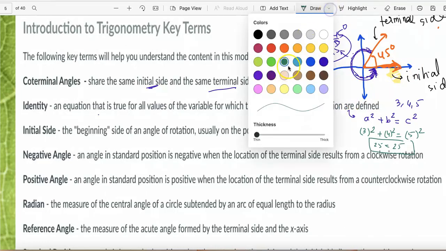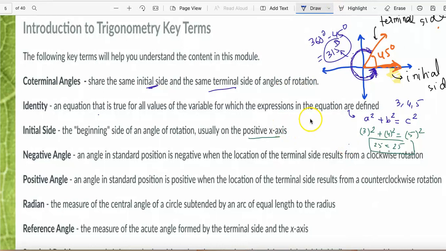Let's take another example. If I want to draw an angle, first of all, let me draw my quadrants. This is my y-axis, this is my x-axis. If I'm planning to draw an angle over here, I will need an initial side, the beginning side of the angle of rotation. I have drawn an angle over here. You see this part, this is called the initial side, and this is called the terminal side. Negative angle: an angle in standard position is negative when the location of the terminal side results from a clockwise rotation.